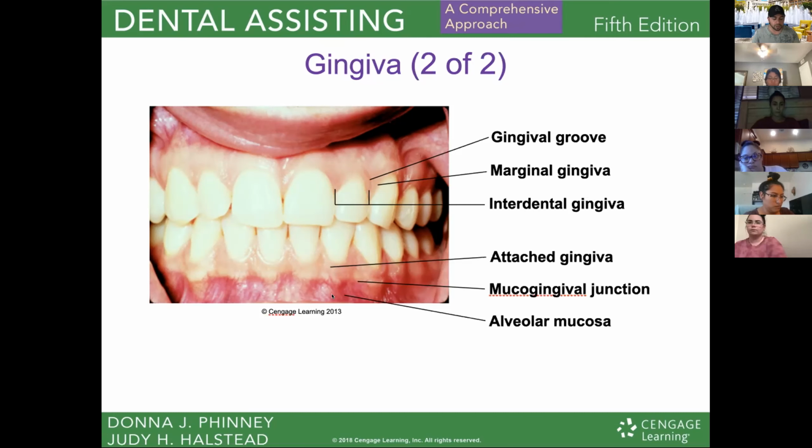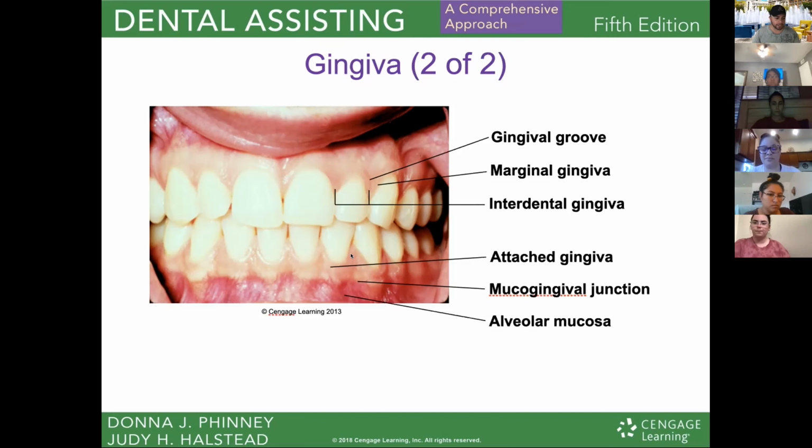We have the mucogingival junction, which is the line between the attached gingiva and the alveolar mucosa. So basically this line here differentiates the attached gingiva, which is attached to the tooth, and the alveolar mucosa, which is when it starts transitioning into the inside of your cheek. We have the attached gingiva, which extends from the mucogingival junction into the gingival grooves. Tissue is attached tightly around these areas.